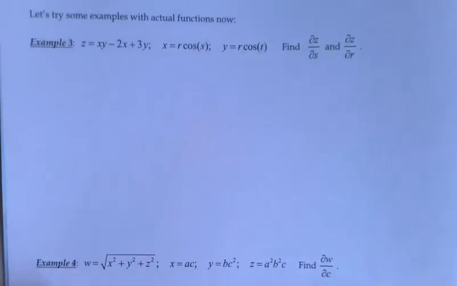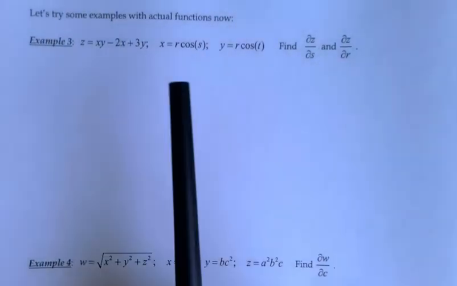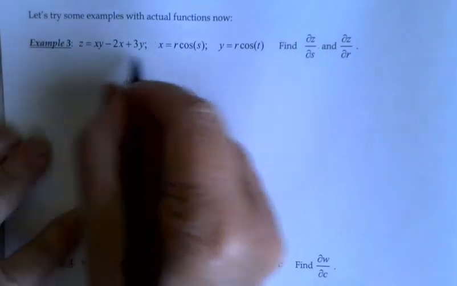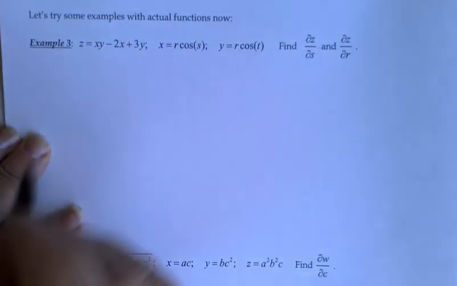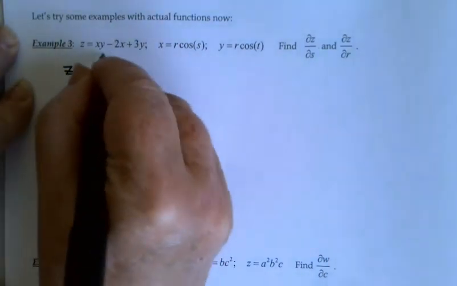In example 3, we've got this function z as a function of x and y. And then I've also got x as a function of r and s, and y as a function of r and t. So the first thing I'm going to do before I even try to do any derivatives is set up my tree diagram. My function z depends on x and y.